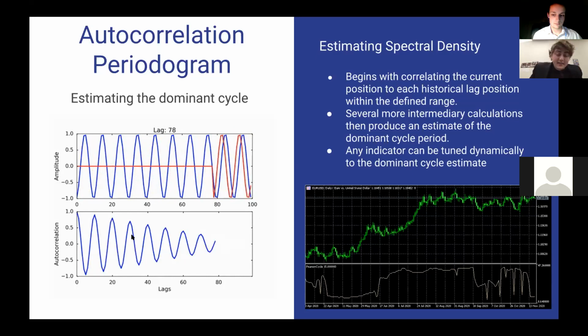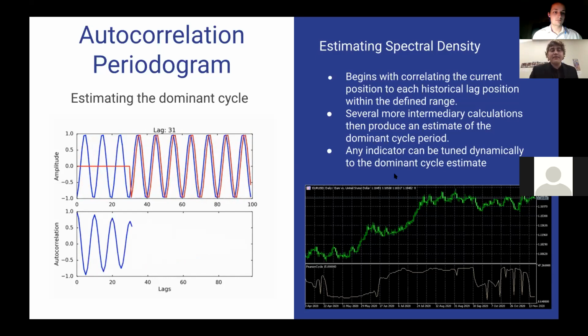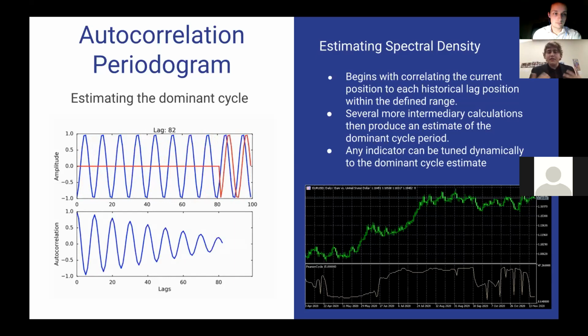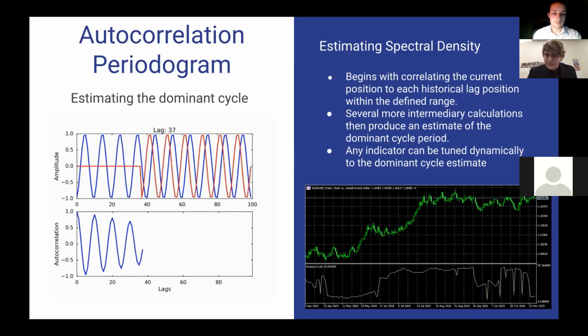And you can see that this correlation actually gets dampened over time. You're not essentially favoring correlations that are happening so much later. In doing this with pricing data, you essentially are doing the same thing. You're correlating the current position of the price to every lag position between the defined ranges that you preset.